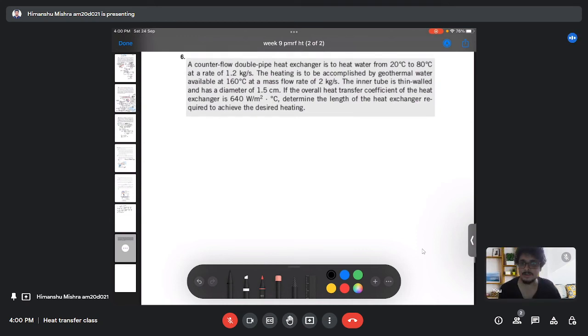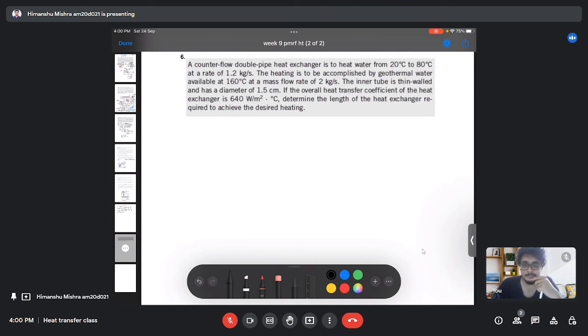So in the next question, there is a counterflow double pipe heat exchanger with the inlet and outlet water temperatures given as 20 and 80 respectively. The mass flow rate is 1.2. The heating is to be accomplished by geothermal water at 160, and we are given the tube diameter as well as the overall heat transfer coefficient of 640, and we need to determine the length.